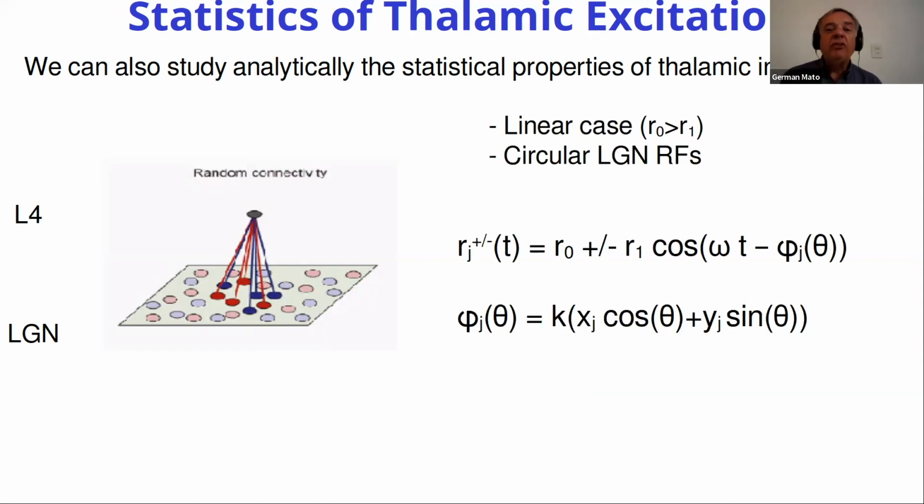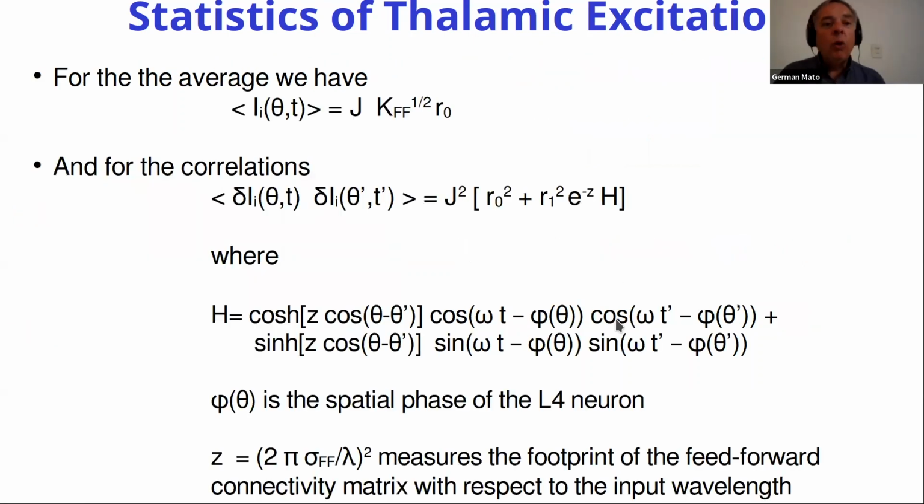We will study first, for doing the calculation, the simplest case, which we call the linear case, where the rectification of the LGN cells is not important. If R0 is larger than R1, I will always have a positive firing rate, and I don't need to put the rectification explicitly. And also for simplicity, I will put circular LGN receptive fields. So R1 does not depend on the elongation of the LGN cell because there is no elongation.